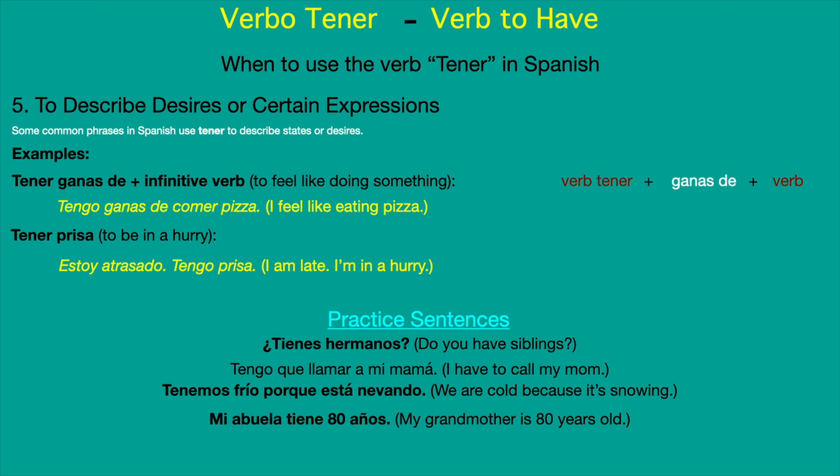And then we have, mi abuela tiene 80 años. So my grandmother is 80 years old. Here we are practicing age as well. And the last one is the desire: no tengo ganas de salir hoy. So I don't feel like going out today. So that will be when to use the verb tener.